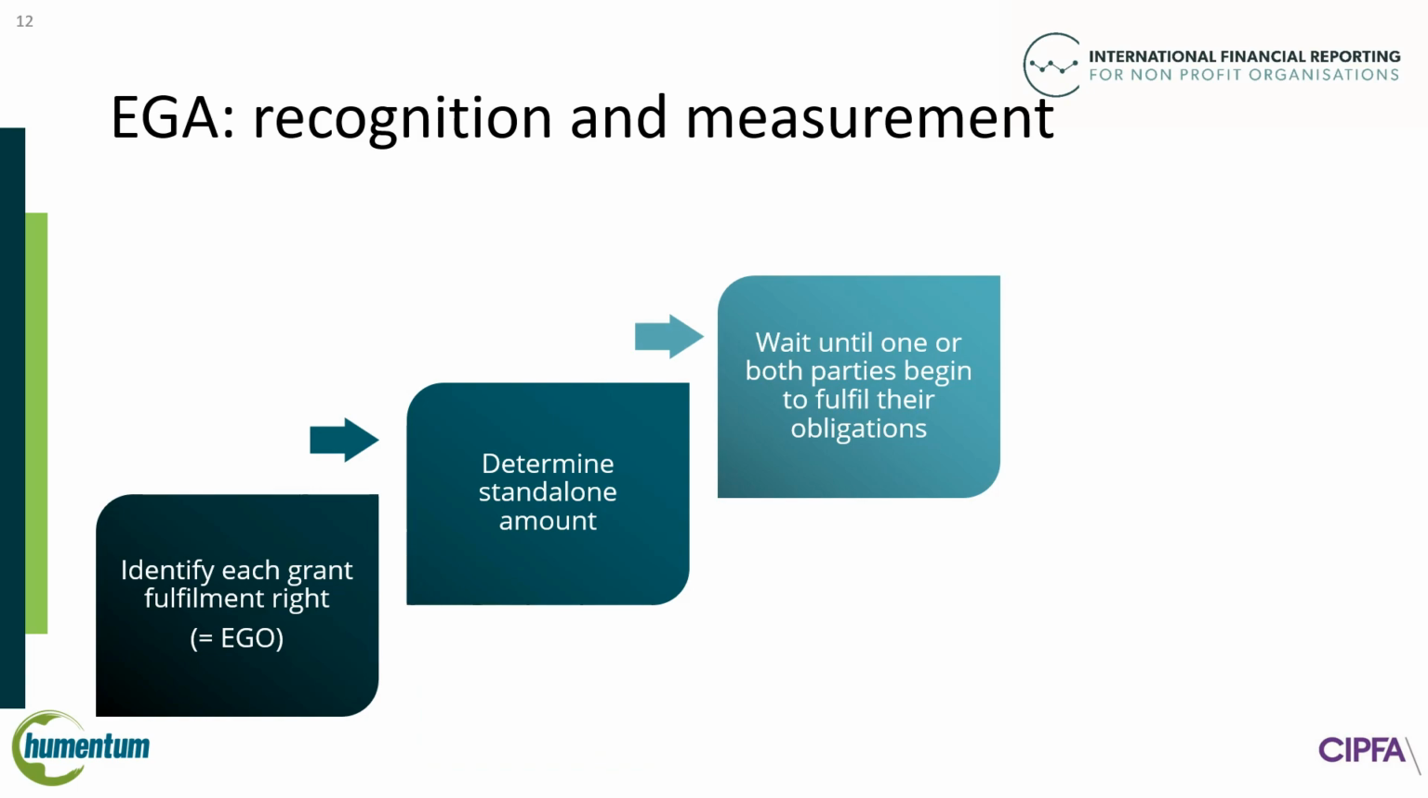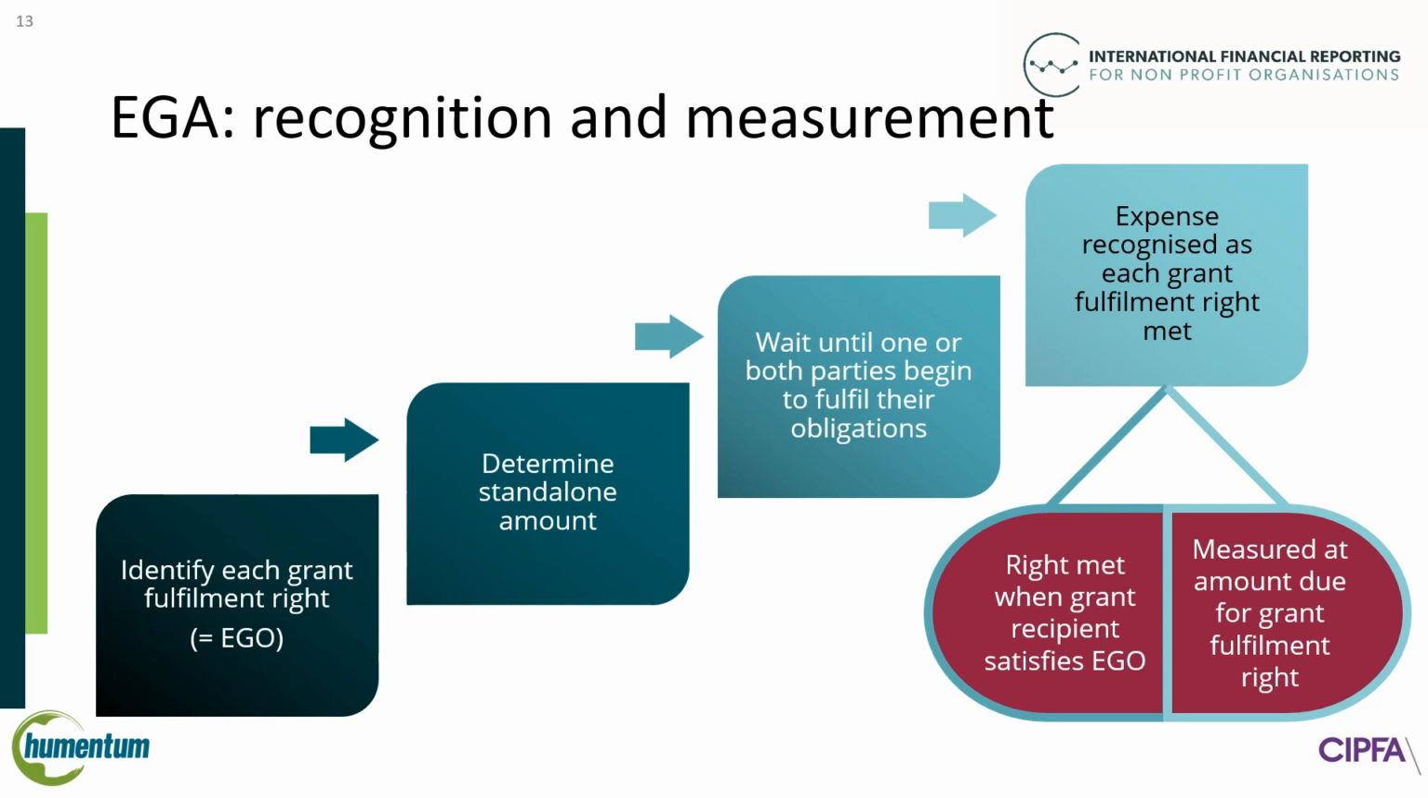Next, the grant-providing NPO will need to determine the standalone amount that it is obliged to pay the grant recipient for meeting each distinct grant fulfillment right. It is necessary to wait until one or both parties begin to fulfill their obligations before recognizing any expense, asset, or liability associated with the EGA. So, for example, although an EGA may be in place for a grant-providing NPO to fund the salaries of a grant recipient, if those staff members have not yet been recruited, and no payment has been made by the grant-providing NPO, neither side will have begun to fulfill their obligations.